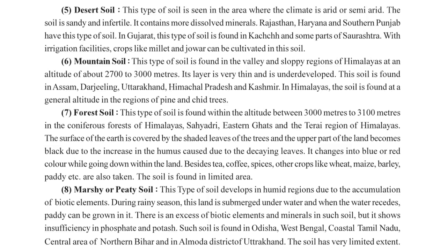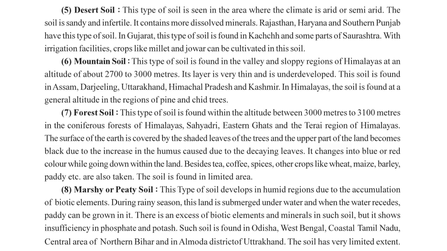Next, the seventh type of soil is forest soil. Again, the name itself makes the meaning clear. Forest soil. So where do you find this type of soil? Yes, obviously in the forest area. This type of soil is found at an altitude, that is height, between 3000 to 3100 meters in the coniferous forests of the Himalayas, Sahyadri range, Eastern Ghats and Terai regions of the Himalayas.